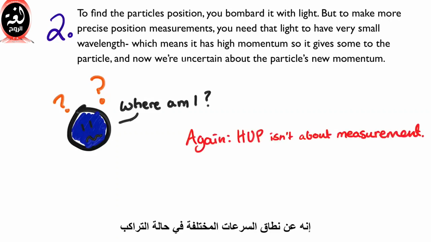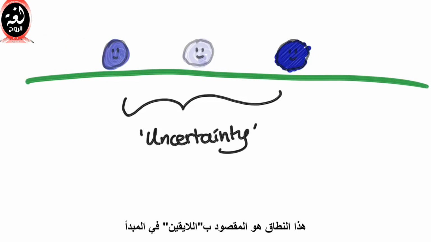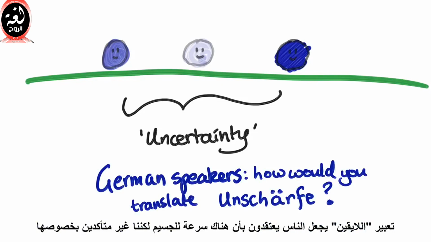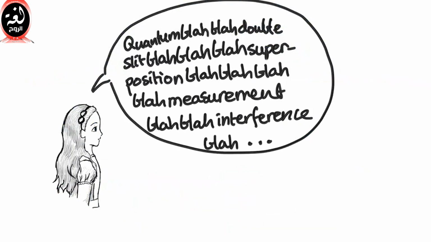It's actually about the range of different speeds in the superposition. This range is the uncertainty referred to by the principle. But uncertainty is a sort of unfortunate term for it. Uncertainty makes people think that there is a speed, but we're uncertain about what it is. But no, quantum mechanics is so much weirder and more exciting than that.